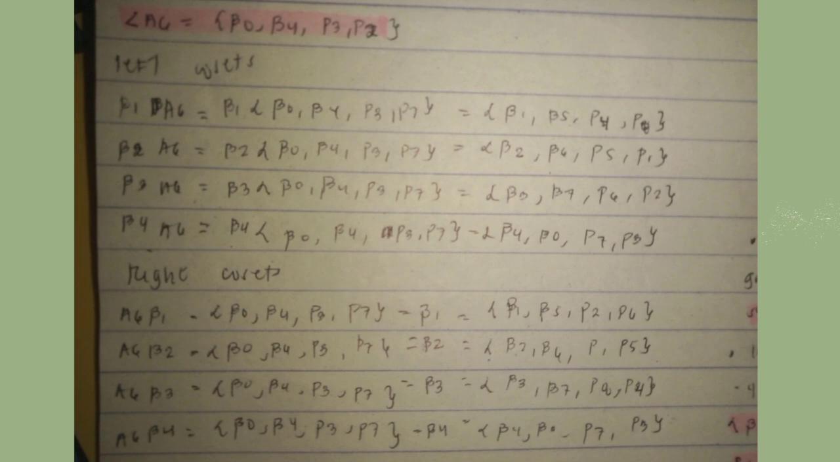We have b sub 1, b sub 5, b sub 2, b sub 6. Next, we have b sub 2, b sub 6, b sub 1, b sub 5. Next is b sub 3, b sub 7, b sub 5, and b sub 4. And lastly, b sub 4, b sub 6, b sub 7, and b sub 3. And the order of the elements for a sub 6 is b sub 0 is 1, b sub 4, b sub 3, and b sub 7 is 2.